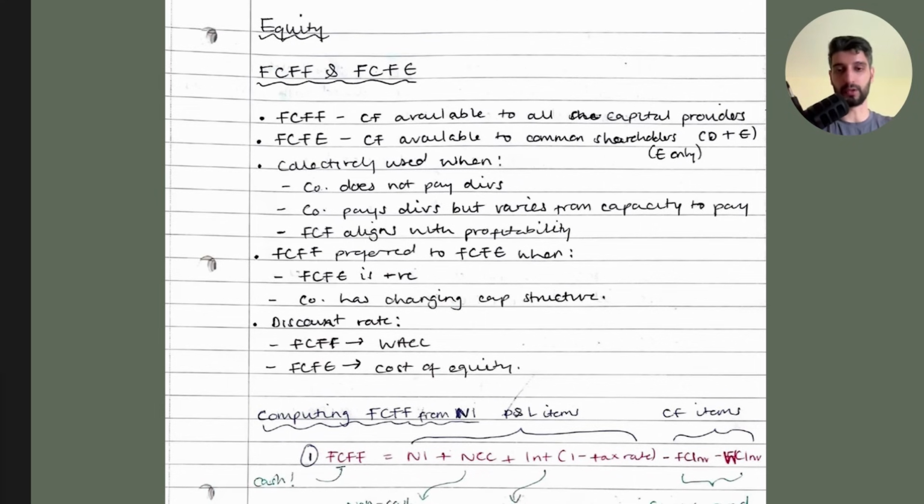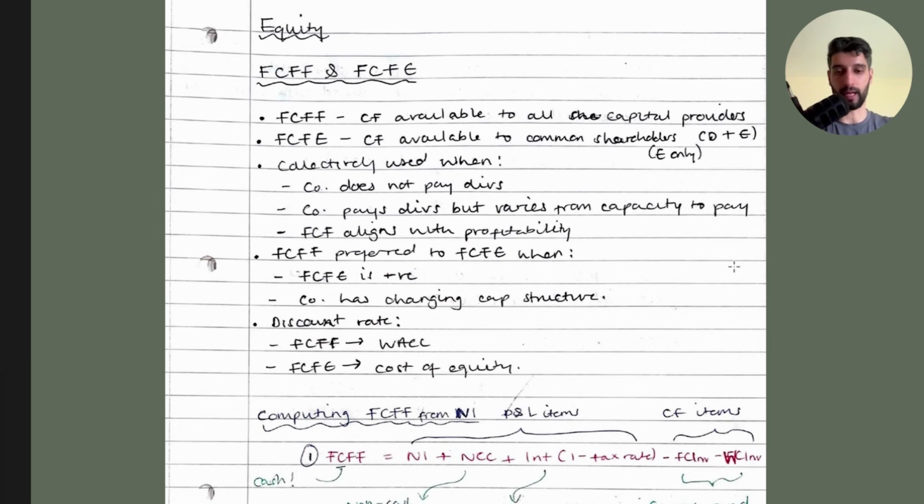And then collectively, they're used when a company does not pay dividends, or when it pays dividends but this varies from its capacity to pay dividends, or when free cash flow aligns with profitability. It's then worth calling out when free cash flow to the firm is preferred to free cash flow to equity, and that tends to be when free cash flow to equity is negative, and this kind of looks like positive, but I've sort of drawn a line through it, and also if a company has a change in capital structure.